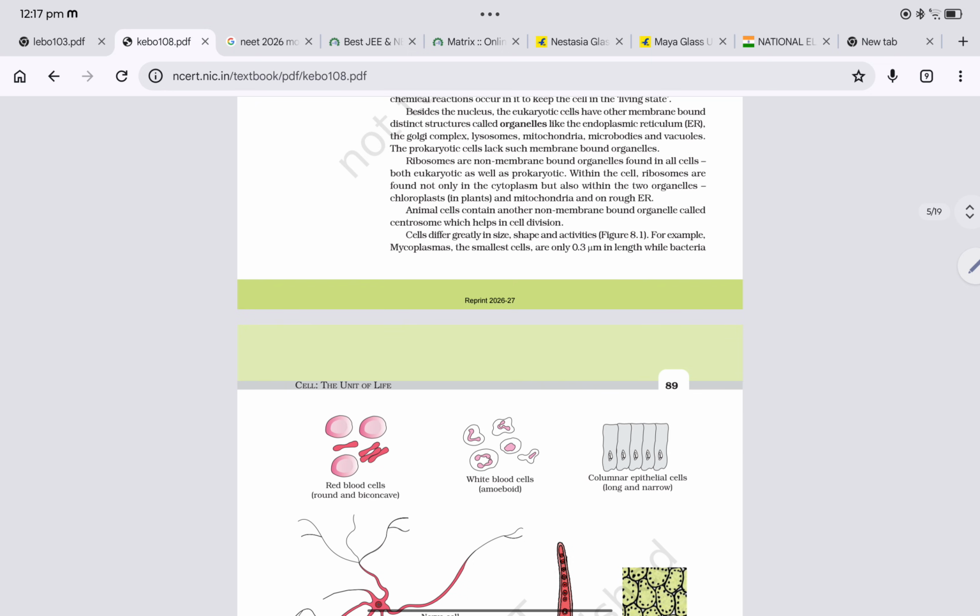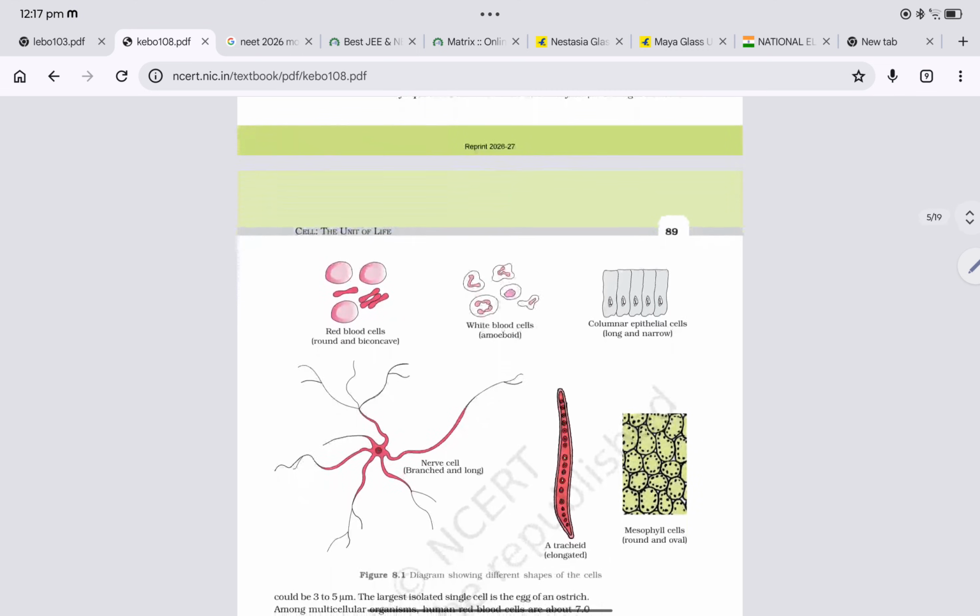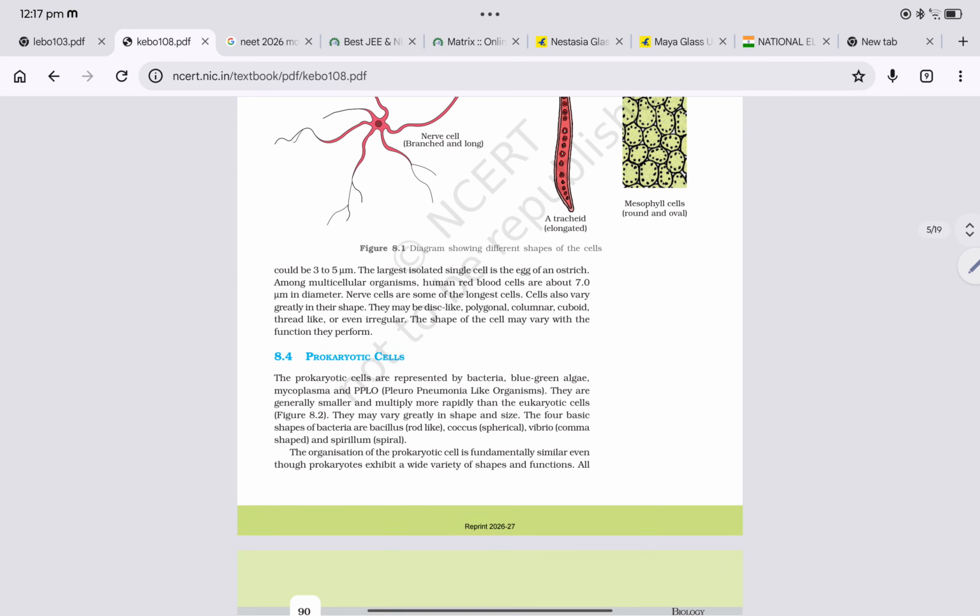Cells differ greatly in size, shape, and activities. For example, Mycoplasma, the smallest cell, is only 0.3 micrometer in length, while bacteria could be 3 to 5 micrometer. The largest isolated single cell is the egg of an ostrich. Among multicellular organisms, human red blood cells are about 7 micrometer in diameter. Nerve cells are some of the longest cells.